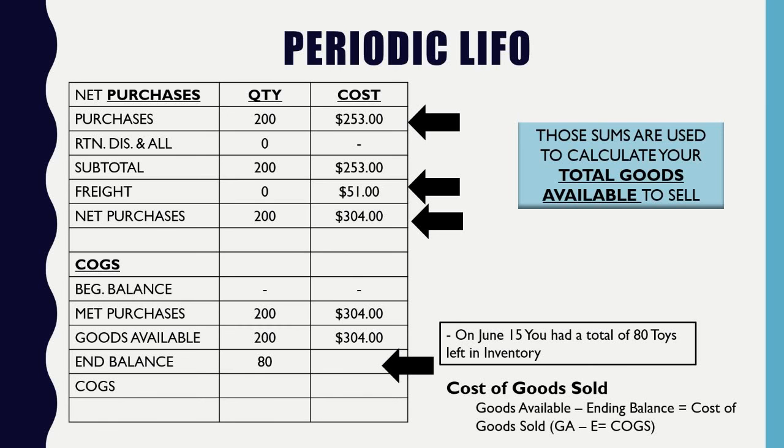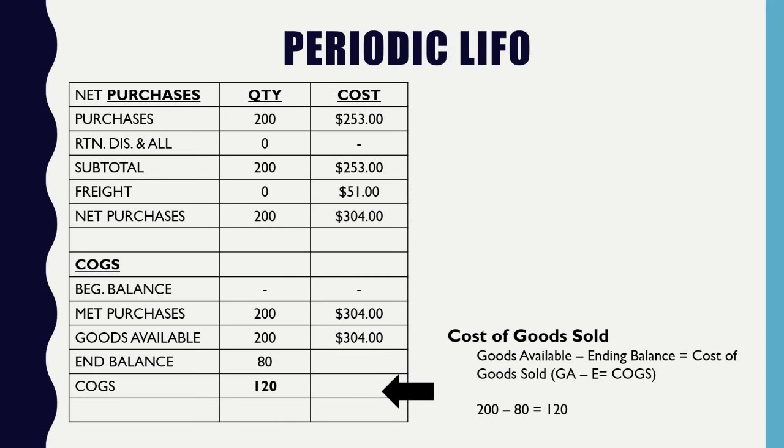Here we recognize our net purchases, right? We made a purchase of 200 items at 253 plus 51. So that's going to give me a grand total of 304 at 200 items. Now, this time we're going to be looking at how to cost it. So we're going to figure out what the cost of goods sold is. So if you have 200 items and you have 80 remaining, you know you're going to have 120 left.